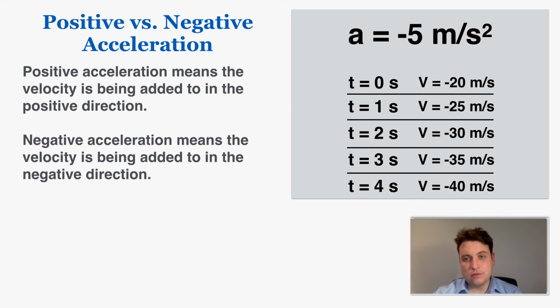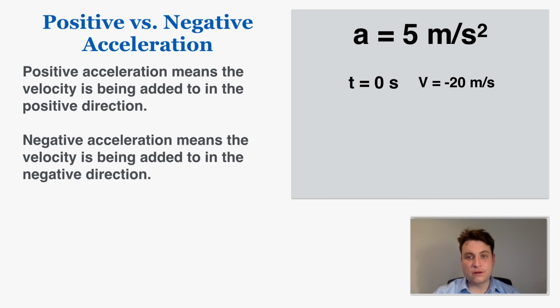So the thing that tells you whether an object is speeding up or slowing down is whether the acceleration and the velocity have the same sign or the opposite sign. If they're both positive or they're both negative, then the object is getting faster. But if one is positive and the other is negative, that means the acceleration is taking away from the velocity and getting it closer and closer to 0.